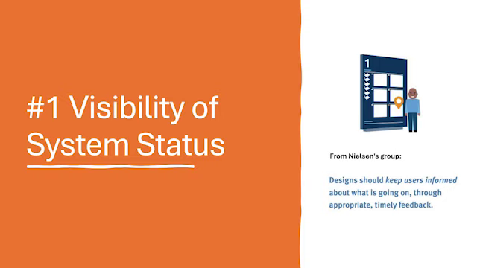Visibility of system status. This usability principle is all about keeping users aware of what's happening within the system's operation. A good way to appreciate the importance of this principle is to picture if loading bars in websites were absent. The user would have no idea if his request was even being processed.